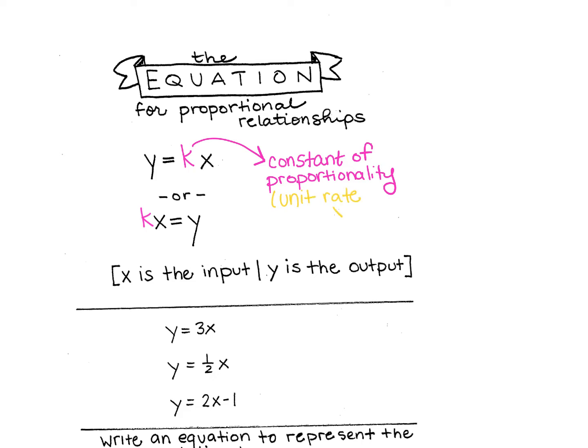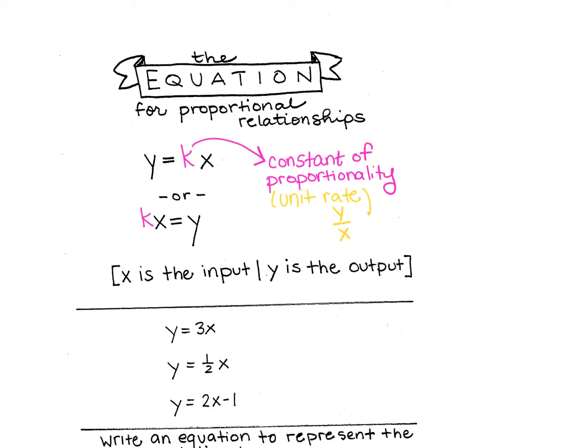We know that the unit rate is y divided by x. This is what we've been talking about. Why am I giving you a new name for it? I don't know, but I am. You can call it unit rate or you can call it constant of proportionality. When you see it in an equation, we're representing it by the letter k.